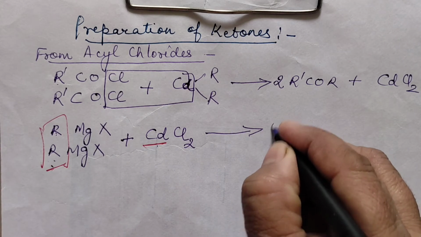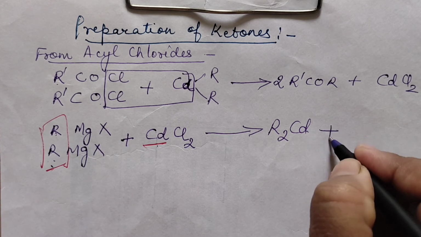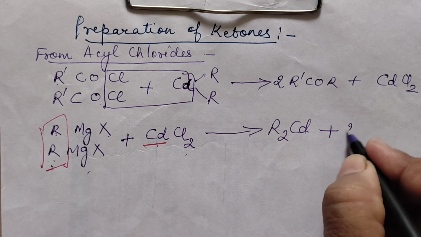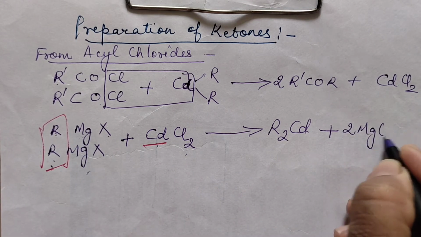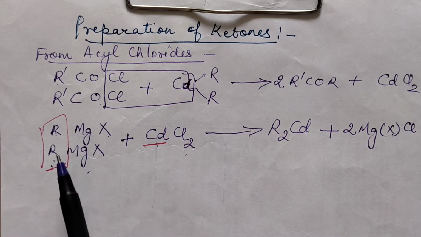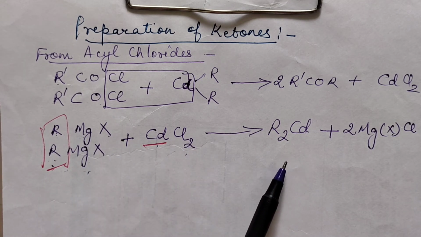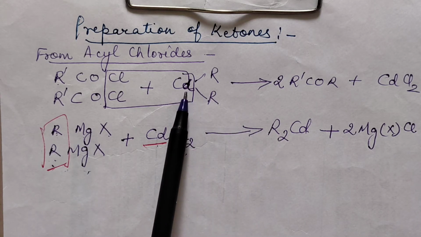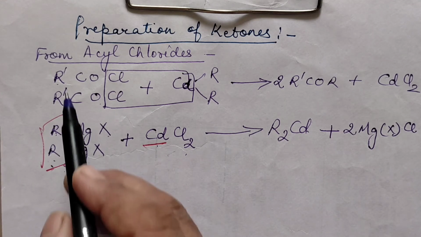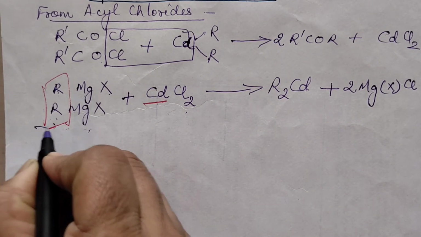So one product you are getting is R2Cd, dialkyl cadmium, plus what else is left over? MgX. There are two MgX and two Cl, so that means two mixed MgXCl is obtained. So in a way, from Grignard reagent you are first preparing dialkyl cadmium, and then dialkyl cadmium is to be treated with acyl halide. You can prepare ketone.